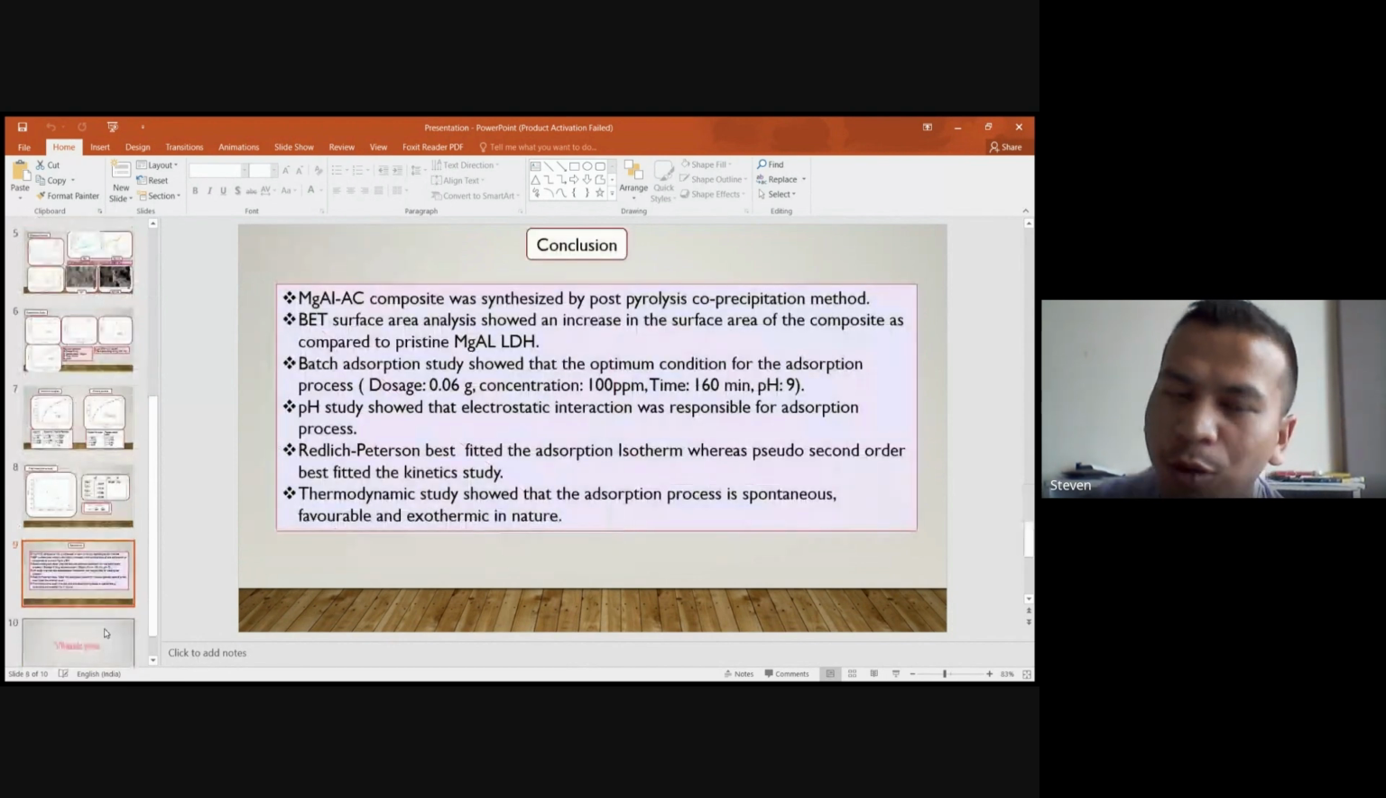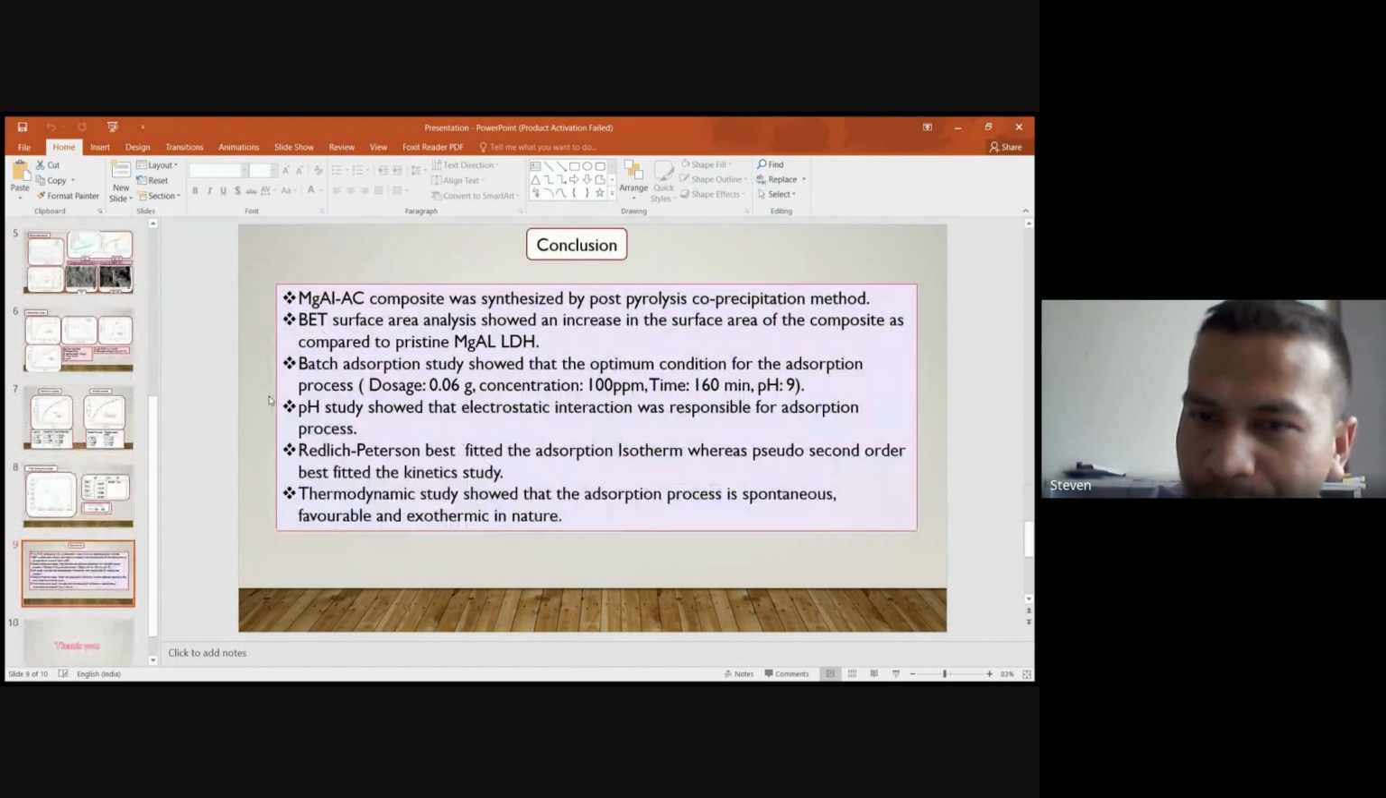The magnesium aluminum activated carbon composite was synthesized using the post-pyrolysis co-precipitation method. The BET surface analysis showed an increase in the surface area of the composite as compared to the pristine LDH.